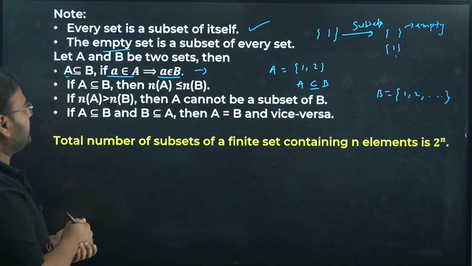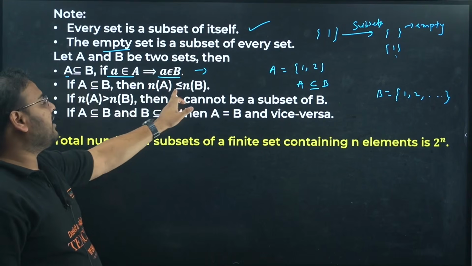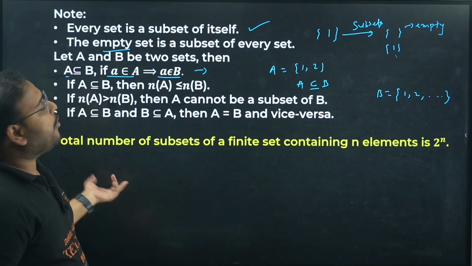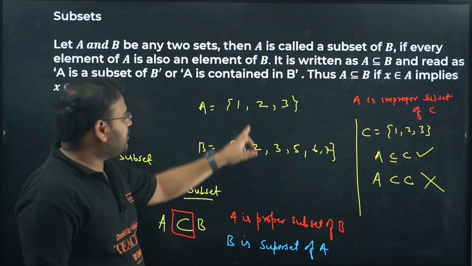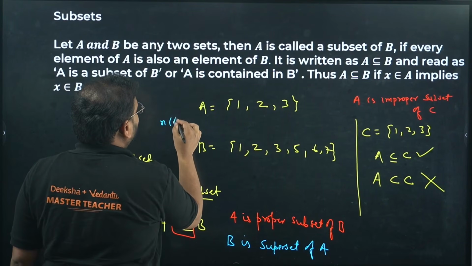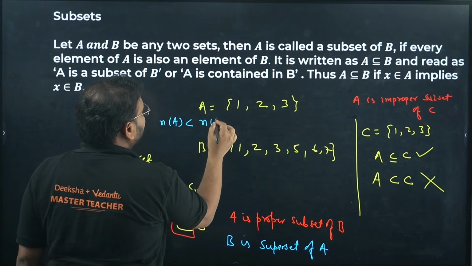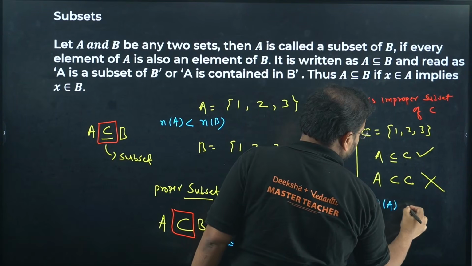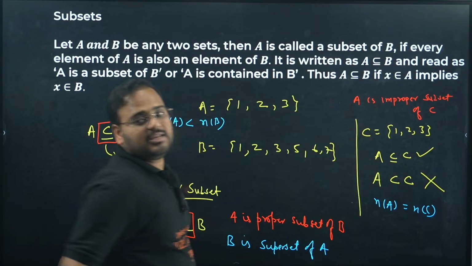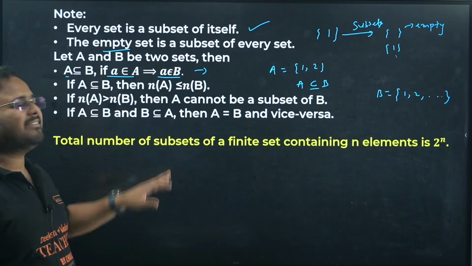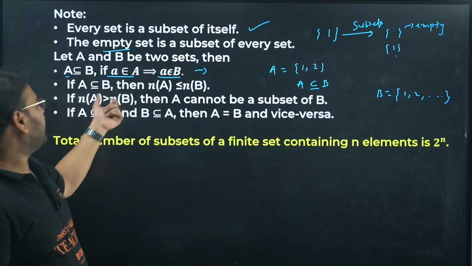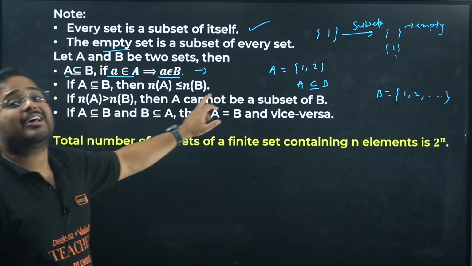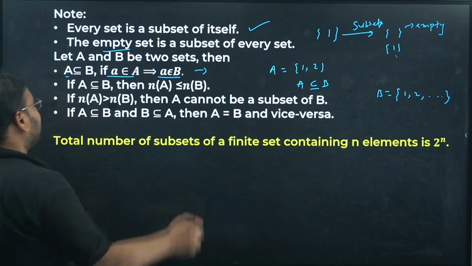Next. If A is a subset of B, then n(A) will always be less than or equal to n(B). Check here. This is the case of less than. This represents n(A) is less than n(B), and this represents the case of n(A) is equal to n(B). Equal case and the less than case, but it can never be more. So if n(A) is more than n(B), then A cannot be a subset of B.